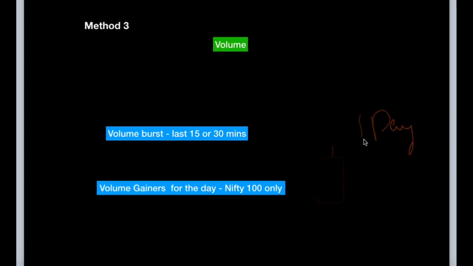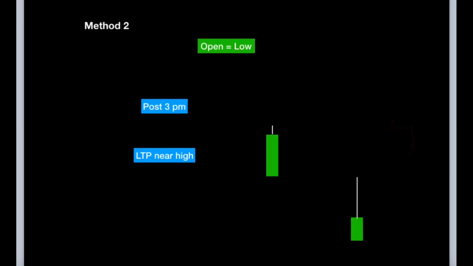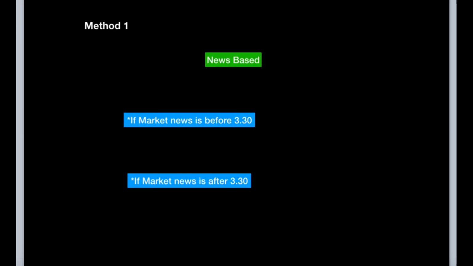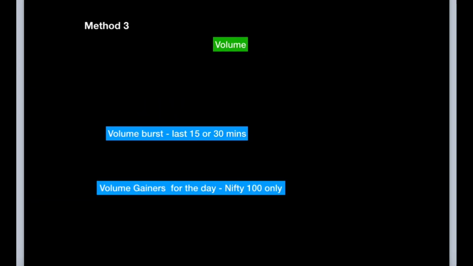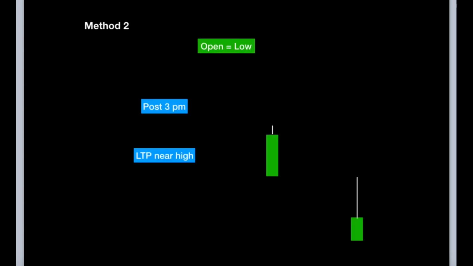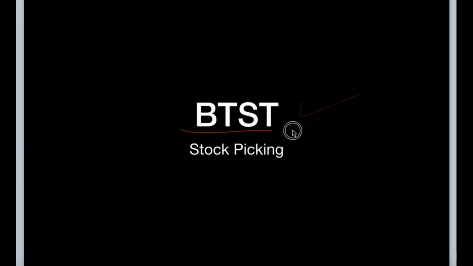If you see these symptoms on any stocks, these are the logics: volume, open is equal to low, or else let's say news based. These are the symptoms which you will see. And like I told you, if you find these types of candles, this is how you can take advantage with BTST, buy today and sell tomorrow. So I hope this was an add-on to your knowledge.